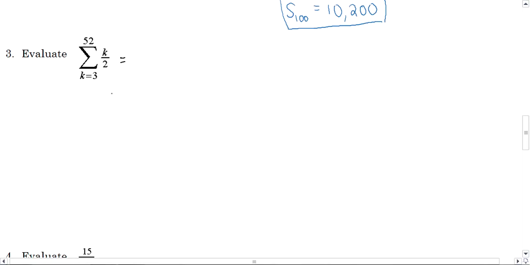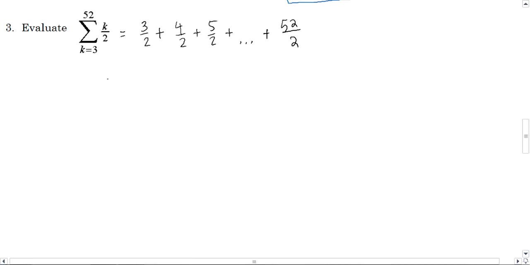So first, the k value is 3, so 3 over 2, plus, okay, next one would be 4 over 2, plus, the next one would be 5 over 2, plus, dot, dot, dot, plus, the last term would be 52 over 2. Okay, let's see what we got.